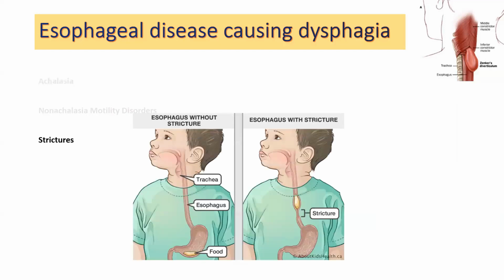And strictures. There may be some strictures in the esophagus causing dysphagia. This is the normal esophagus, and the food can enter easily. But if there are strictures like this, we see that the food is not able to enter the esophagus.